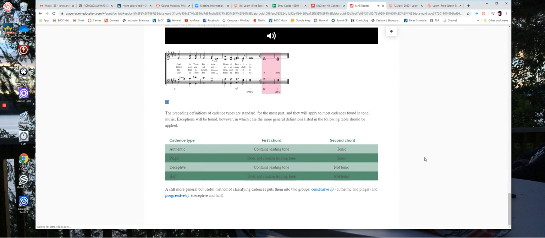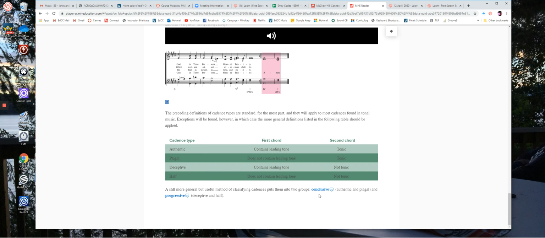Very nice. All right, so a little recap of cadences here. Authentic cadence contains the leading tone. It's on its way to the tonic. Plagal cadence does not contain a leading tone, and it's on its way to the tonic chord. So both of those would end with 1. That's what they mean by that. Deceptive cadences end with a 6 chord, so it's not going to end with tonic harmony. And the half cadence ends with a 5 chord, so it's not going to end with tonic harmony.